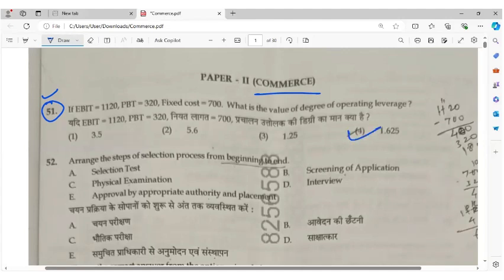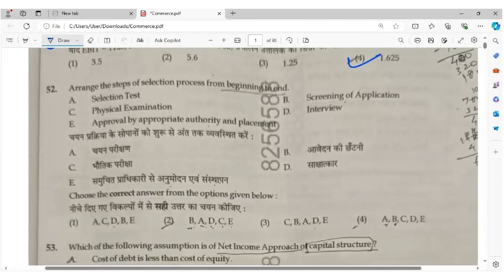That is the right answer. Next question: arrange the steps of the selection process from the beginning to the end. For this question, the right answer will be option number four, A, B, C, D. This is already given in sequence from the beginning to end. The first thing is the selection test, and the last thing, which ends the process, is approval by the appropriate authority and the placement.